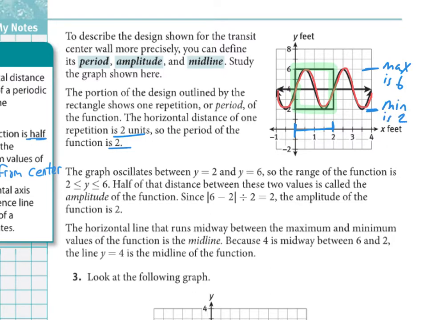Okay, so that's telling us the amplitude is going to be half of that difference. This graph has a total height from 2 to 6. The total height is 4 units, but half of that is what the amplitude is, which is 2. And then the midline is going to be the midpoint. It's going to be this line right here. It's the exact center of the 6 and the 2. You can find it by finding the average: 6 plus 2 is 8. Cut that in half and you will get y equals 4 as the midline.